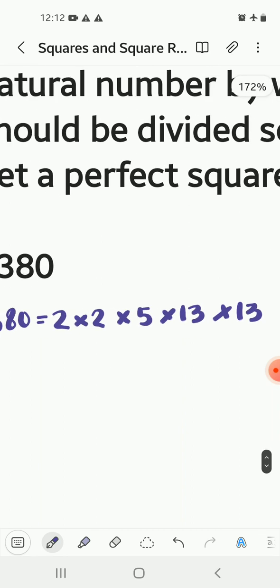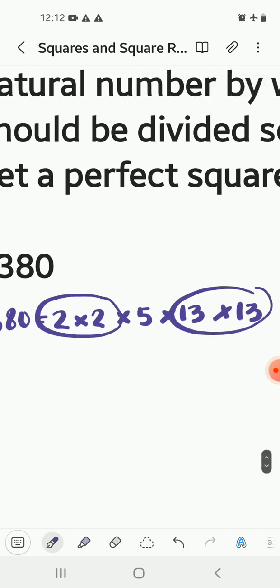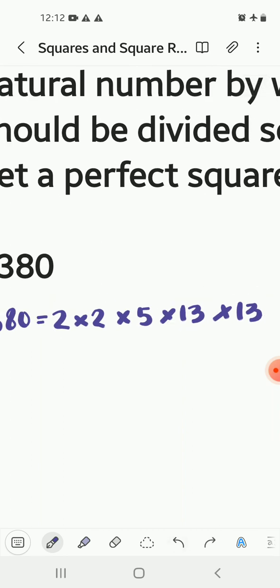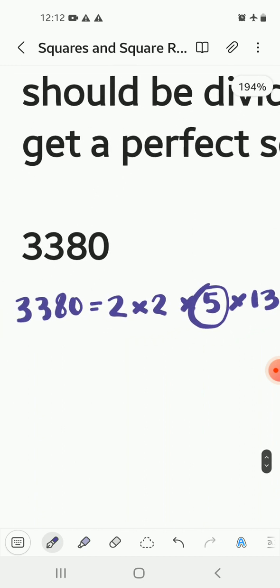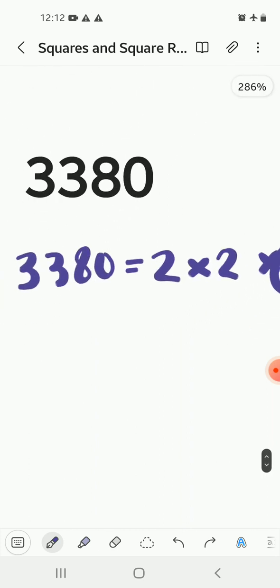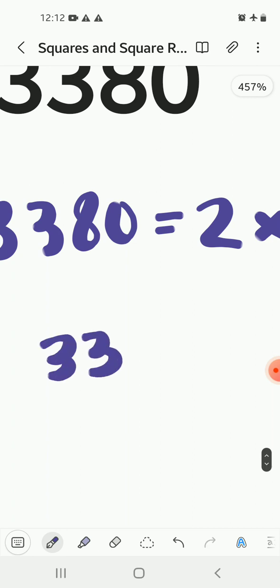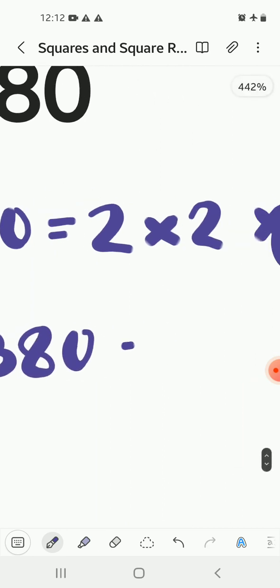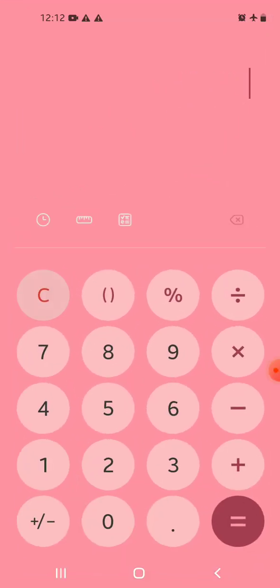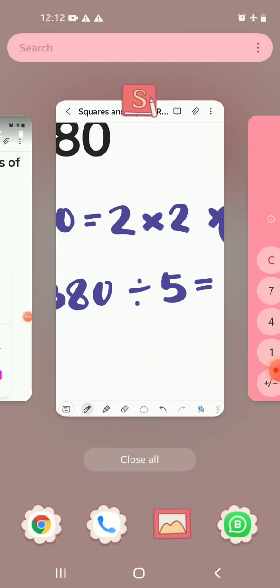Now we will make pairs. You can see these are the pairs and these are the pairs, but 5 remains all alone. So it means that if I divide 3380 by 5, we will get a number which will be a square. So let's do it. Divide 3380 by 5 so that we can find that number. So 3380 divided by 5, we get 676.